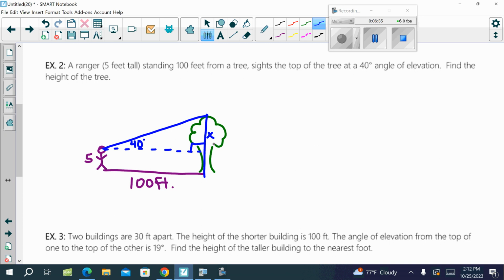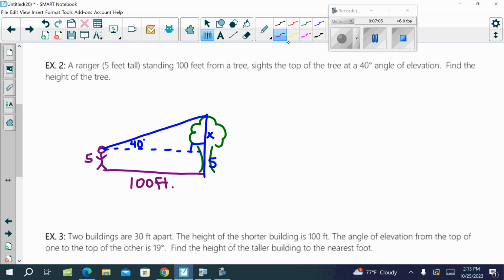So what are we going to have to add in order to figure out the whole height of the tree? His 5 feet. Good. So this is 5 down here. The guy was 5 feet tall. We're going to do 5 feet as his eyeballs. Okay? I'm not going to count the rest of it. All right, so we need to find X. So we need to figure out which trig ratio is going to help us do that.